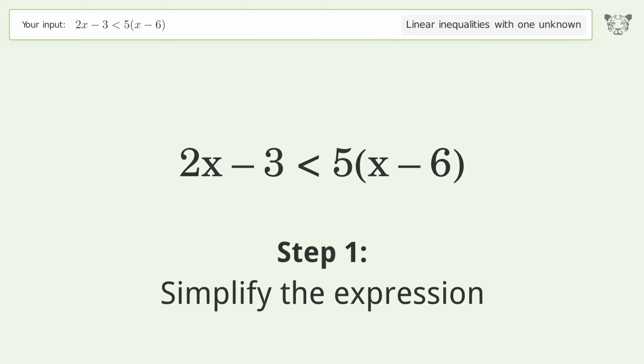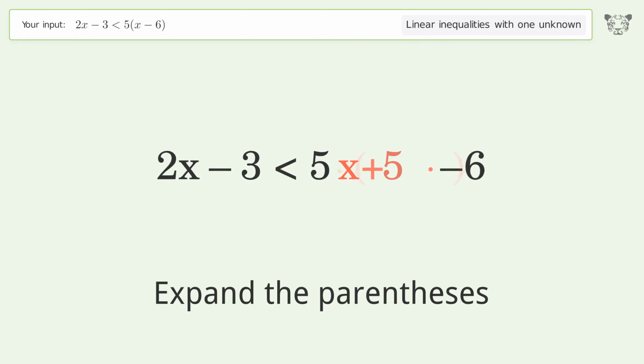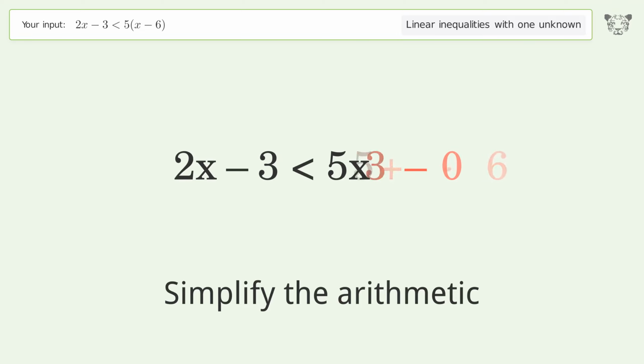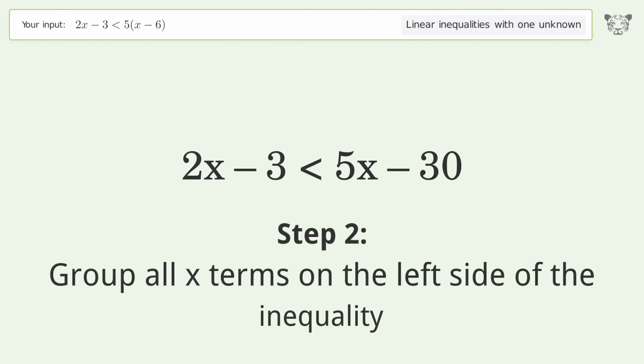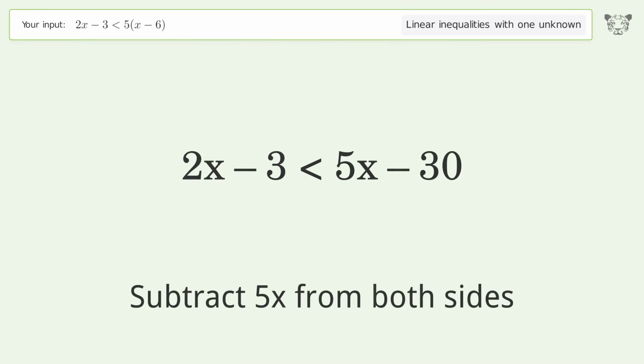Simplify the expression. Expand the parentheses. Simplify the arithmetic. Group all x terms on the left side of the inequality. Subtract 5x from both sides.